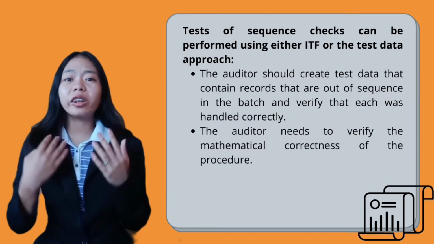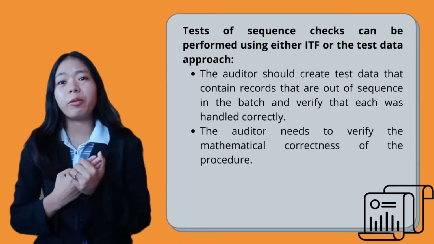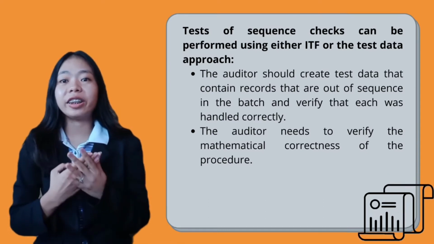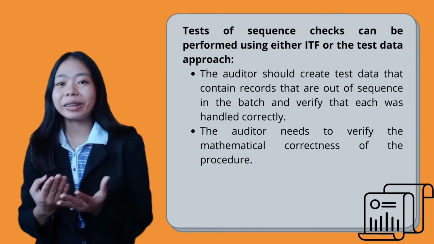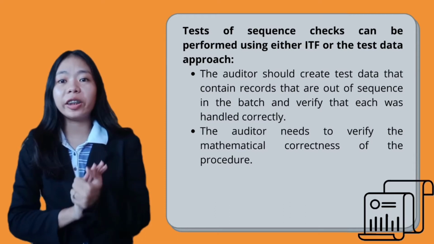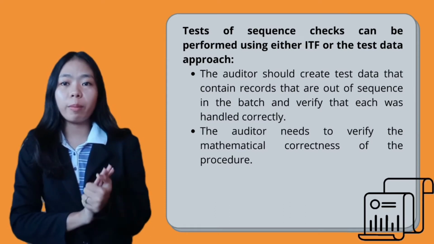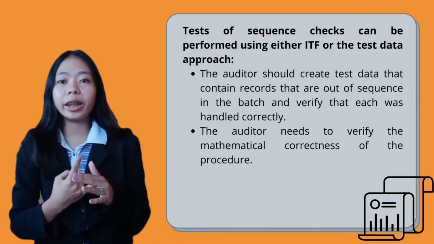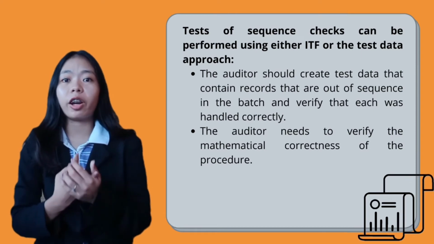The auditor should create test data that contains records that are out of sequence in the batch and verify that each was handled correctly. The auditor needs to verify the mathematical correctness of the procedure. Testing the liability validation logic requires understanding the decision rules for matching supporting documents. By creating test purchase orders, receiving reports, and supplier's invoices, the auditor can verify whether the decision rules are being correctly applied.